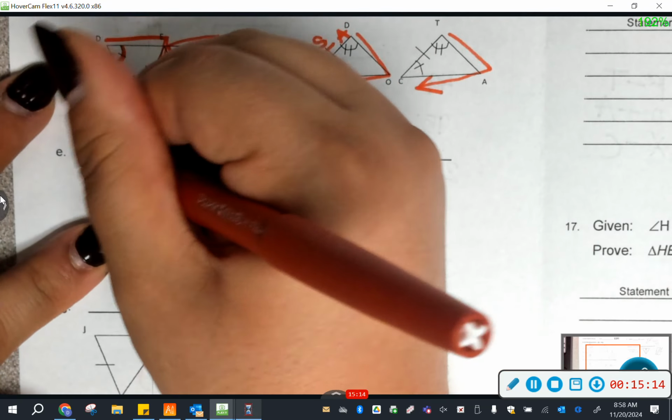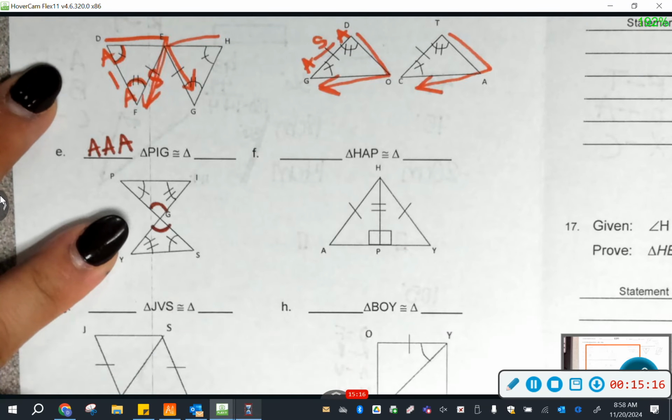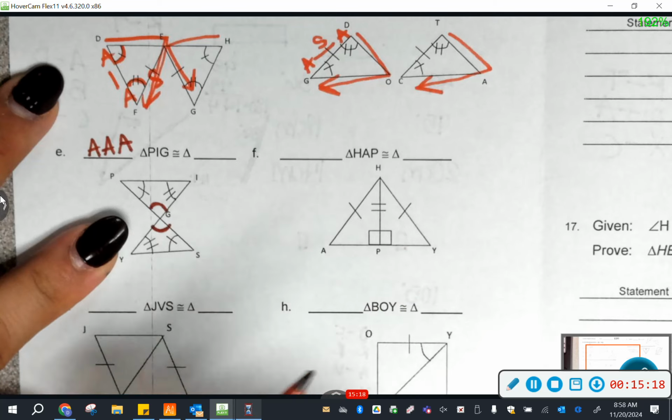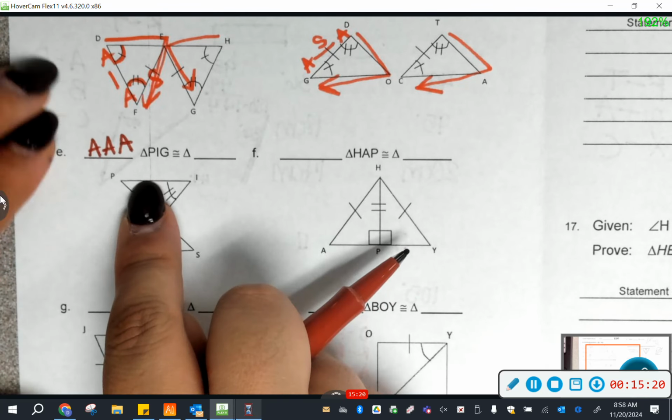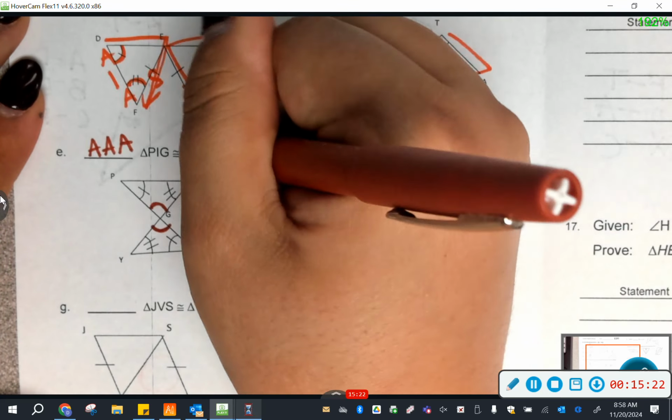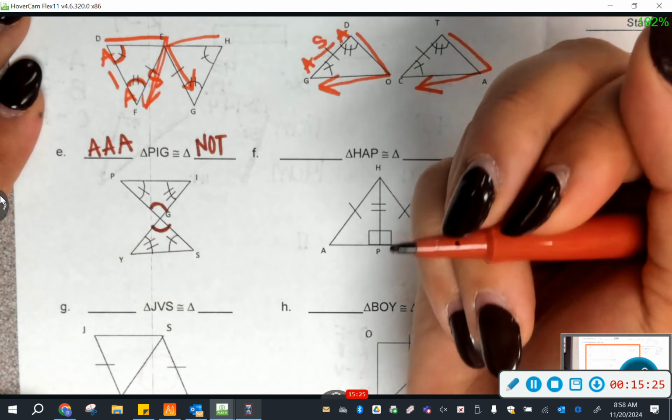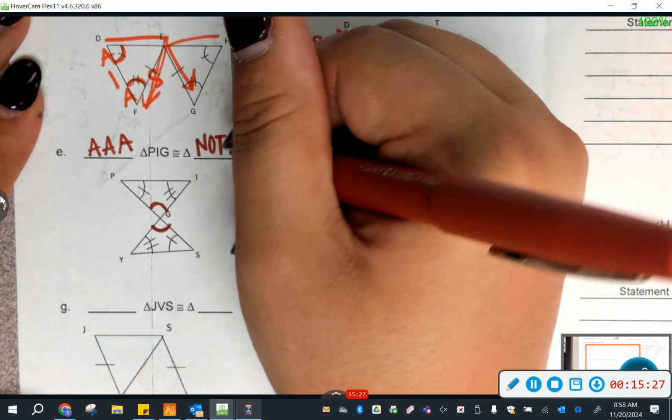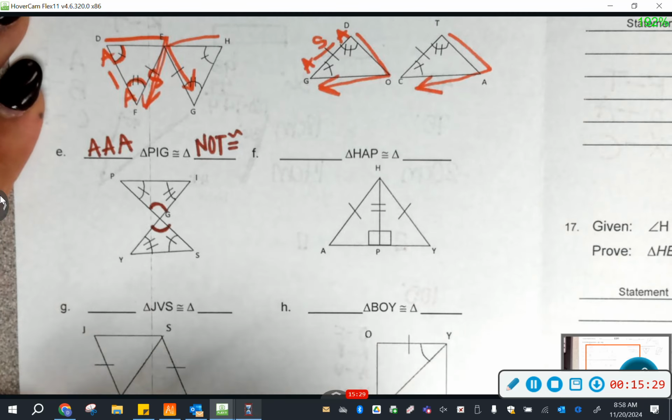And all I see are angles, angles, and angles. I know there are tick marks, but they're all on the arches. What do we know about AAA? It's not congruent. So please do not write anything like SYG. It should just be not congruent.